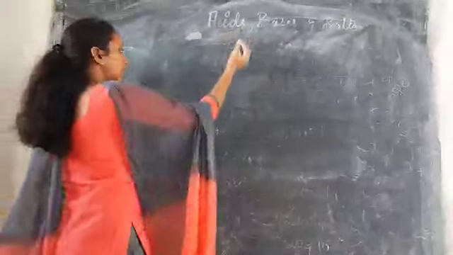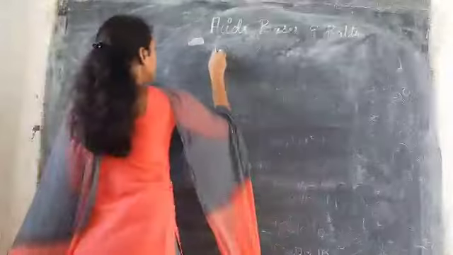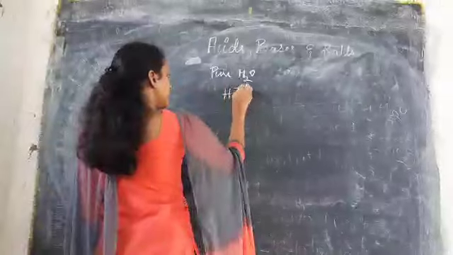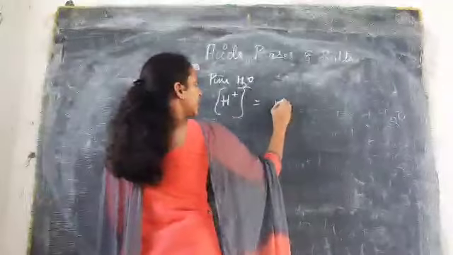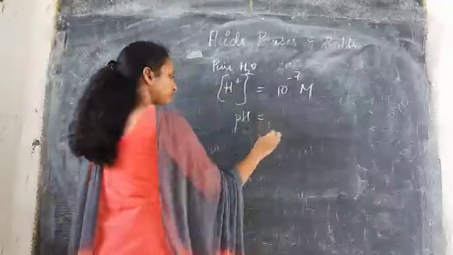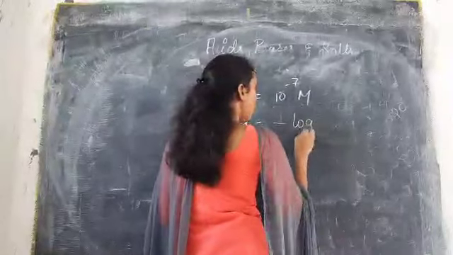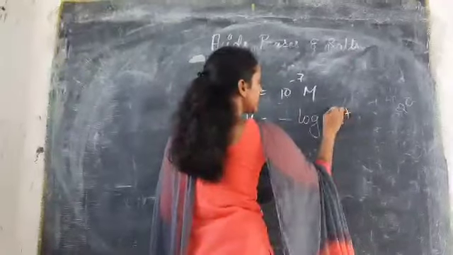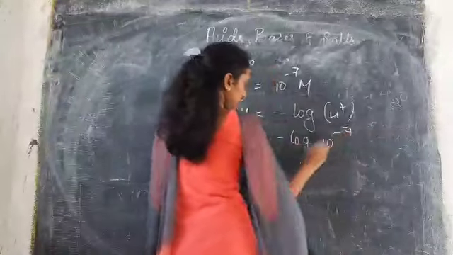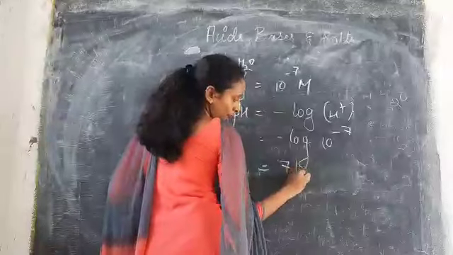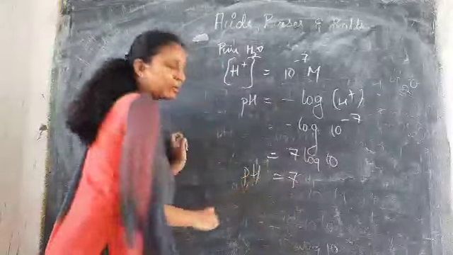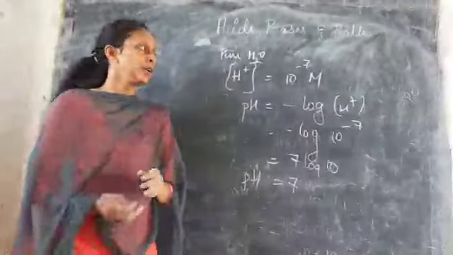Another example I will give you. For example, if you take the pH of pure water, we already know H plus will be equal to 10 to the power of minus 7 molar. So pH is equal to minus log H plus, which is equal to minus log 10 to the power of minus 7. That will be equal to 7 log 10, which is equal to 7. The pH will be 7 for pure water. Pure water is always neutral.